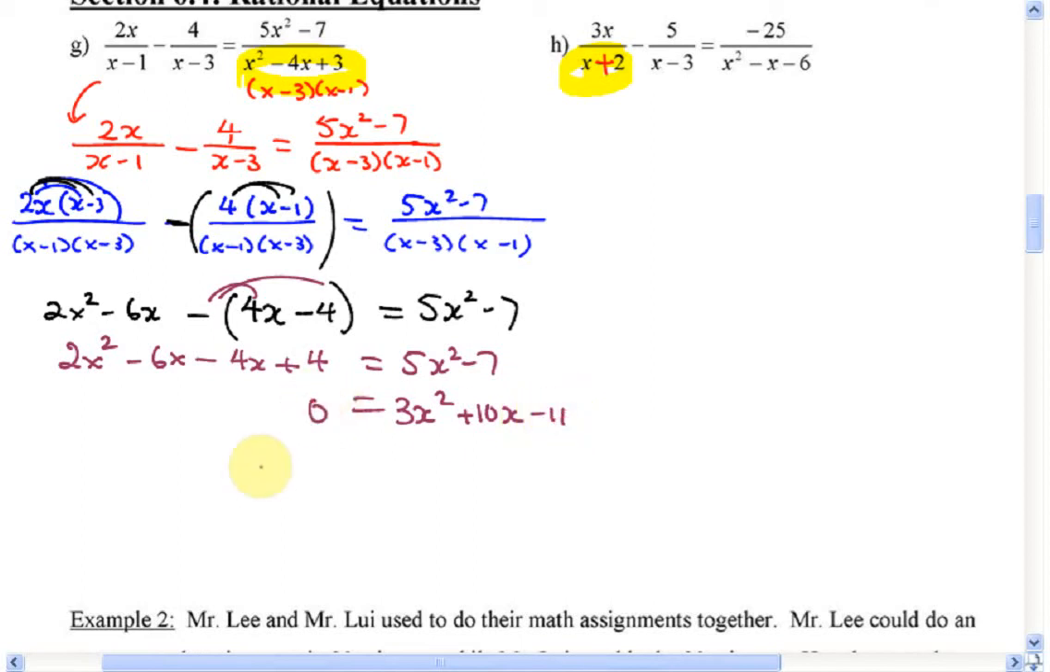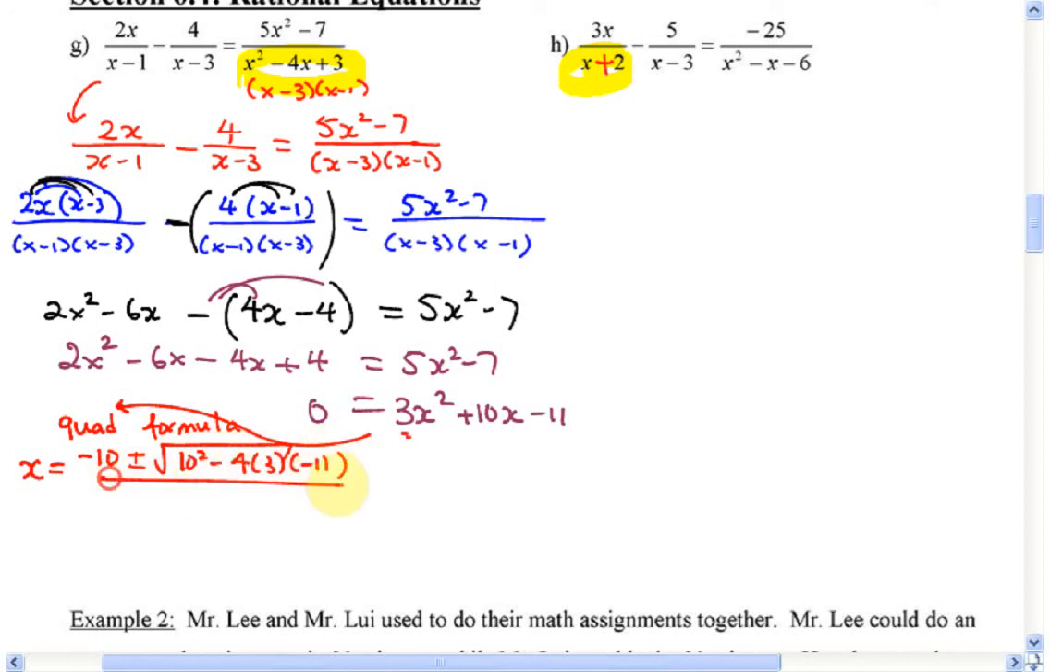Good. Now, for this one, dear friends, I don't think you can actually factor this. I don't know two numbers that multiply to negative 33, right? And add to 10. So if you can't factor, what do you do? Quadratic formula. Yeah, use the quadratic formula. Andrea, you're on. X equals... Wait, I'm too fast. B squared minus 4AC. Yeah? All over 2A. Good.